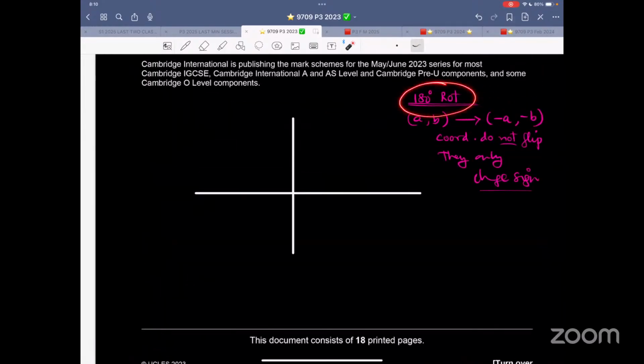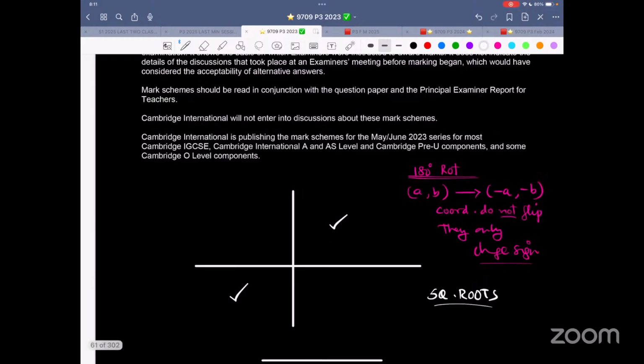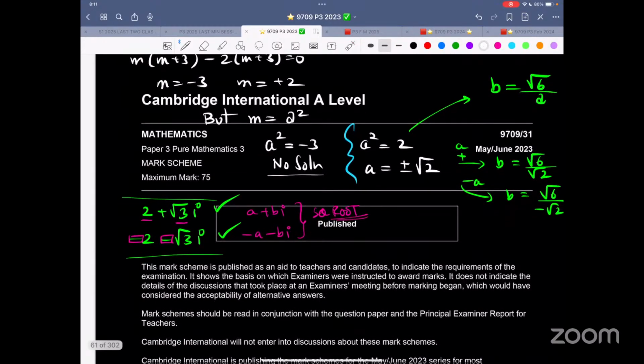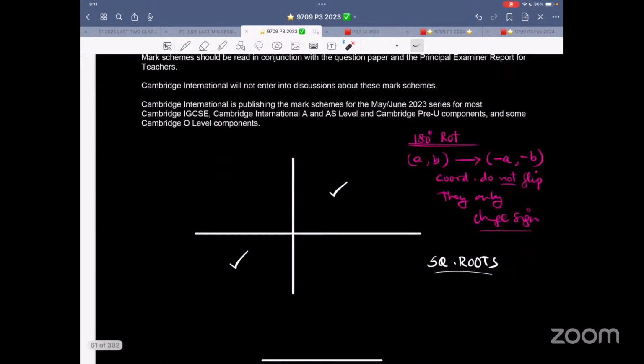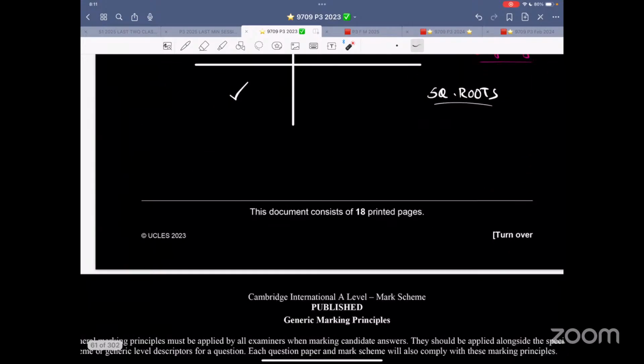Also remember this thing, 180-degree rotation: AB becomes negative A, negative B. Coordinates do not flip, they only change sign. That is how the answers of square root look like. So if one answer is over here, one answer is over here, this is related with square roots. Just have a good look. Look at the answer. Positive, positive, negative, negative. Coordinates do not flip, they only change sign. So that is 180-degree rotation. So this thing is done.